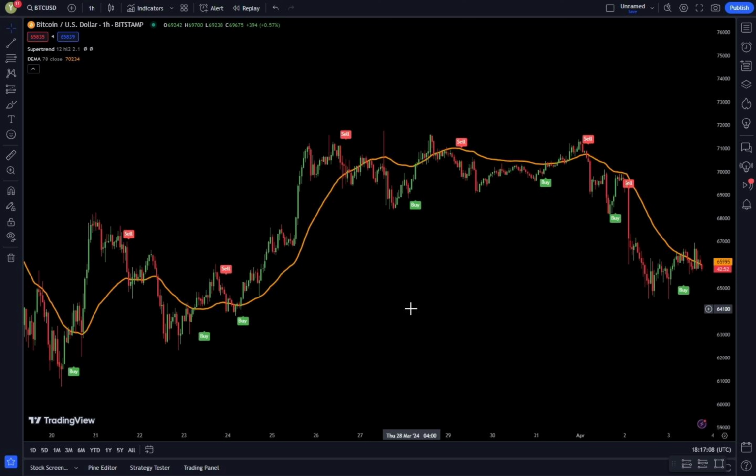When price candlesticks break out or stay above the DEMA line, focus on finding the best point to place a buy order. Conversely, when price candlesticks break out or stay below the DEMA line, focus on finding the best point to place a sell order.